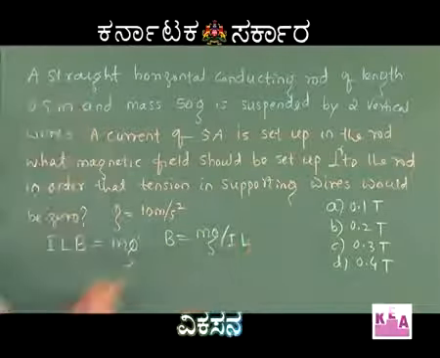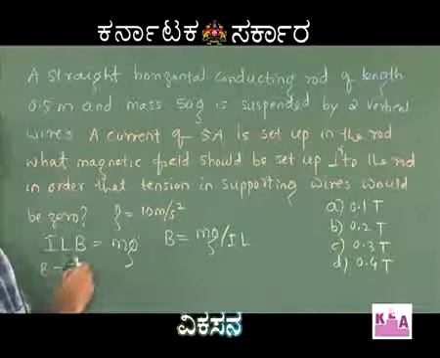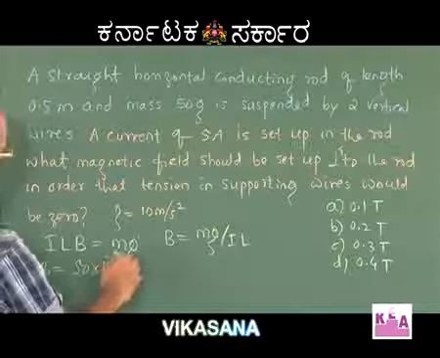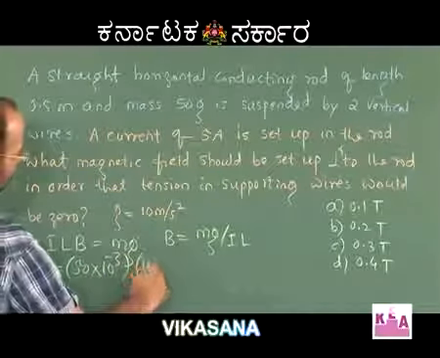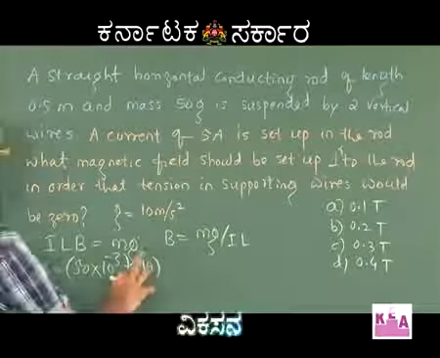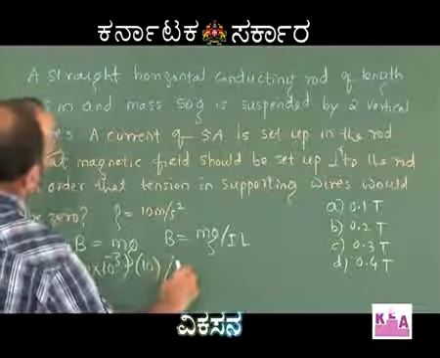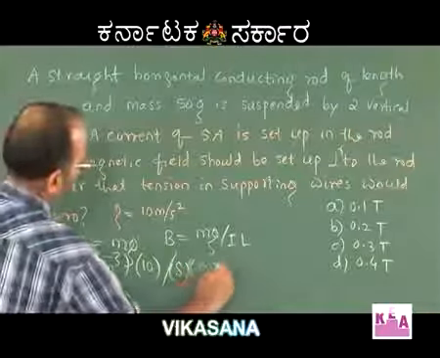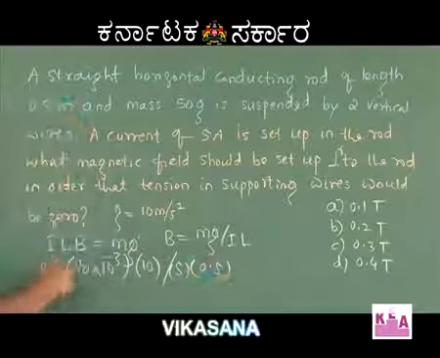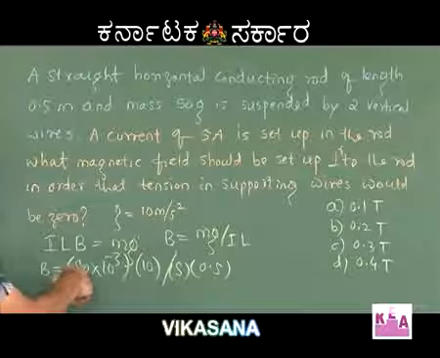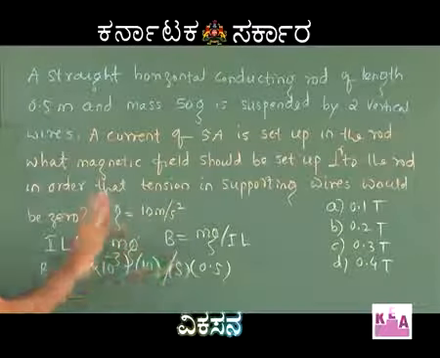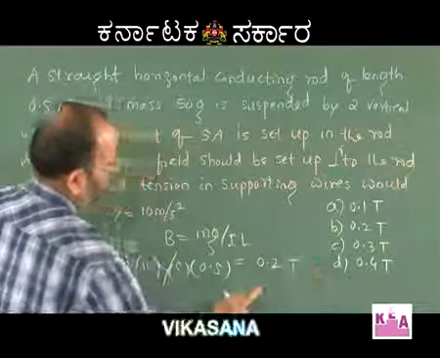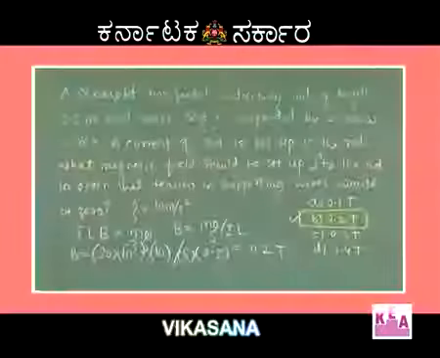and that makes B equal to mg divided by IL. Now, if you substitute the values, you get B equal to M is given to be 50 grams, remember. So, it would be 50 into 10 to the power of minus 3, G would be 10. So, this would be mg divided by I is given to be 5 amperes and L is given to be 0.5. Now, if you simplify this, it would be 0.5. So, 0.5 gets cancelled and you get only 1 by 5, which is nothing but 0.2 Tesla, and that makes B option perfectly correct.